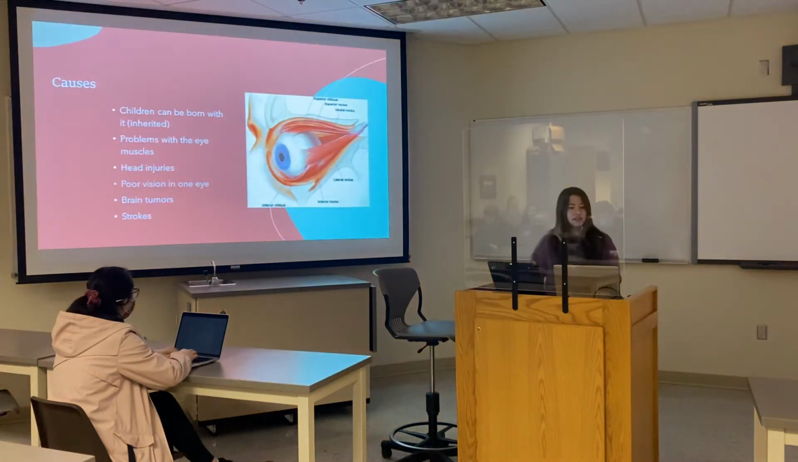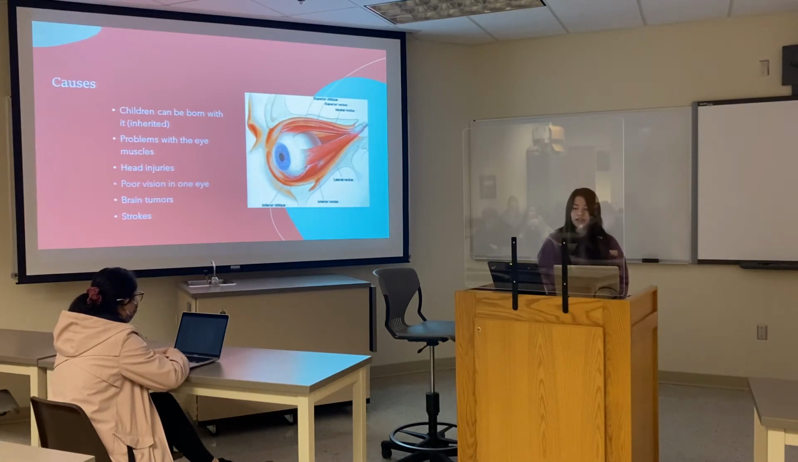Now for causes, children can be born with it, so it is inherited, and only about 30% of those children with strabismus actually have a family member with a similar problem. Also, muscle problems, problems that take place in the control center of the brain that directs eye movements, head injuries which can damage the area of the brain responsible for control of the eye movement, poor vision in one eye, brain tumors, and strokes, which are the leading cause of strabismus in adults.